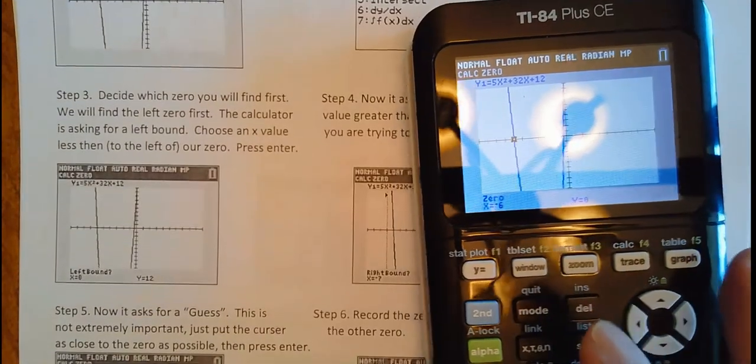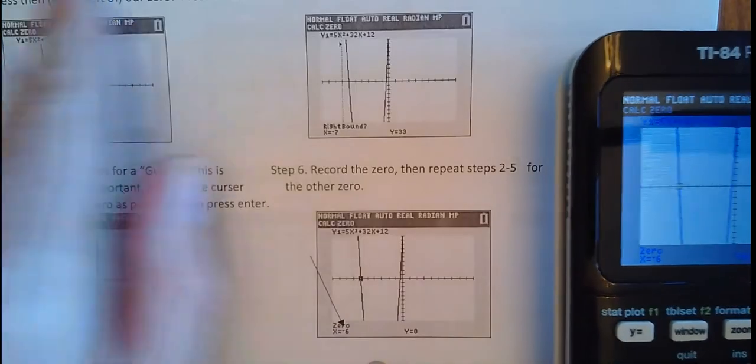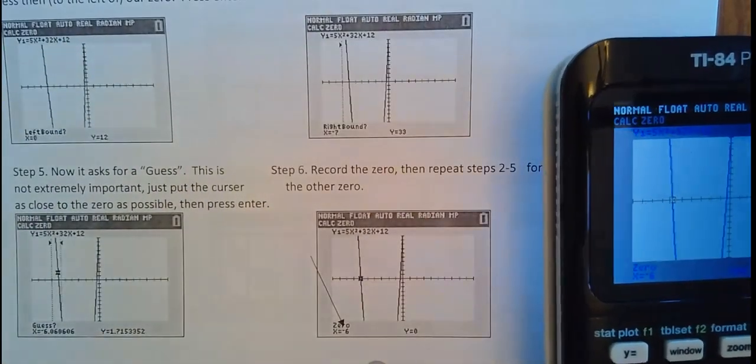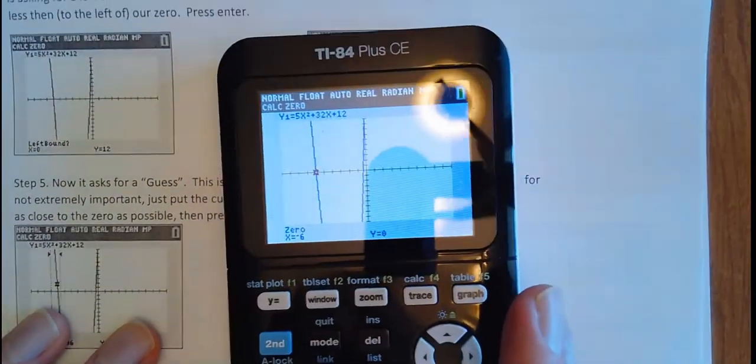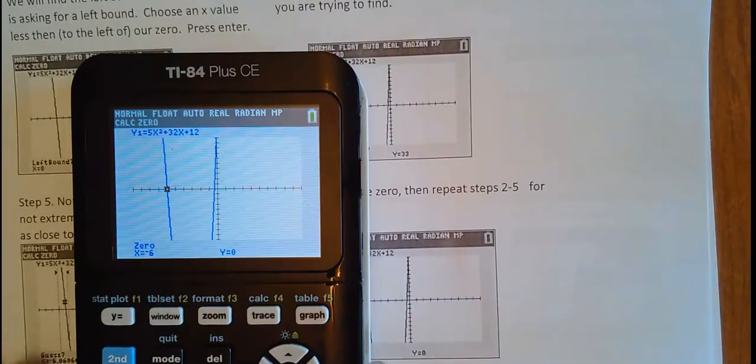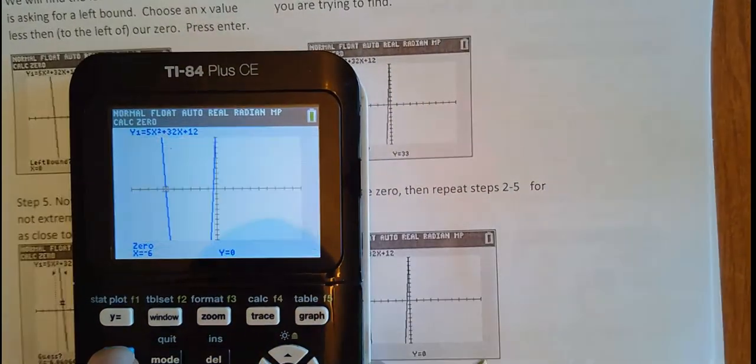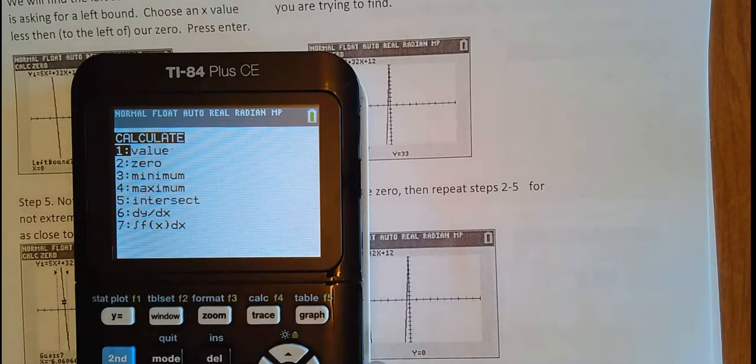Okay, so that's kind of, I did all the steps here. I'm actually on step 6. So if you need to go through that again, read these instructions, do it again. And I'm going to try the other one now. So let's find the other one. Let's say I want to find this 0. So I'm going to second calc. I got to do the whole process all over again.